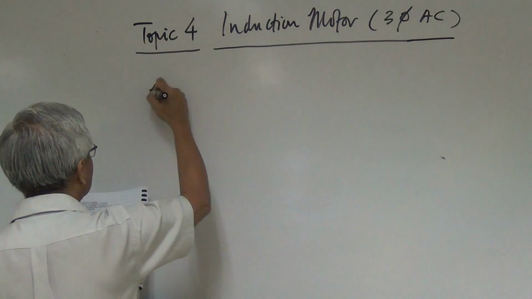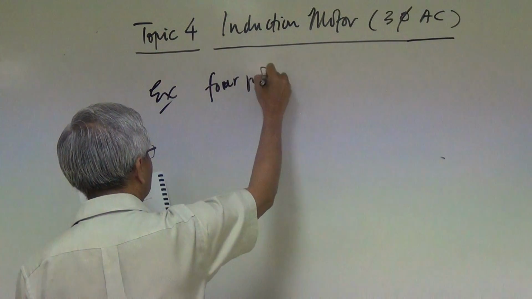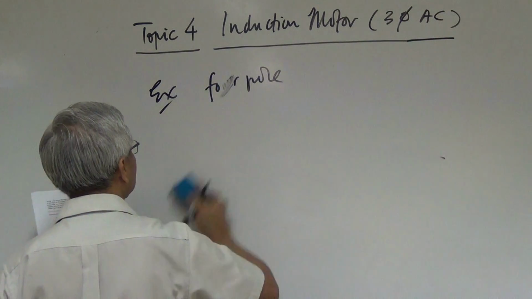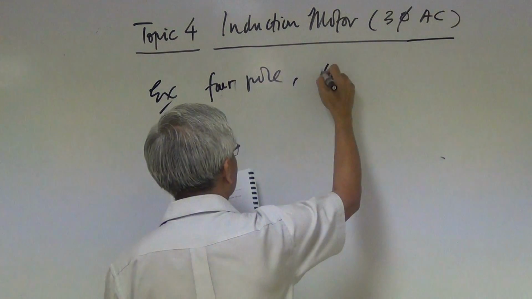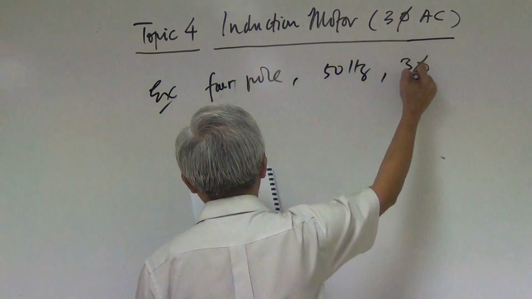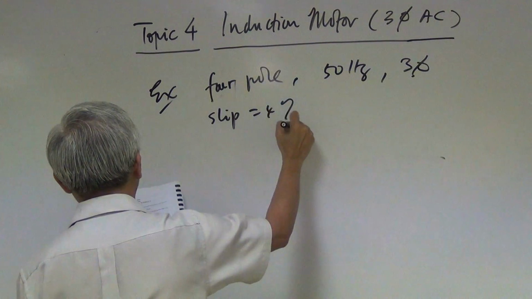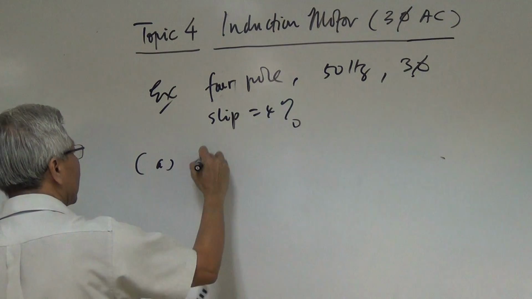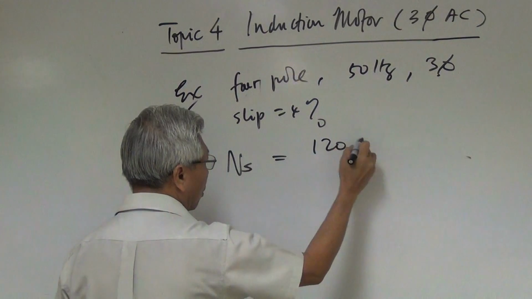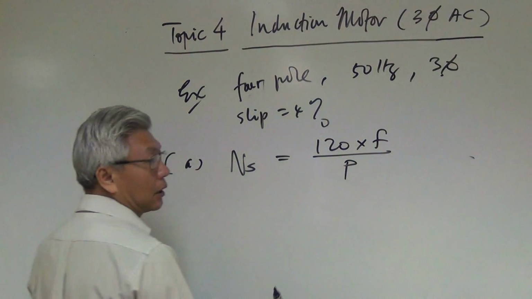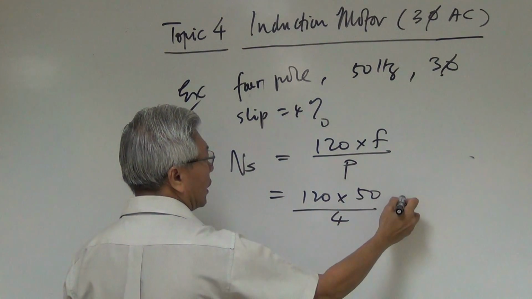Say, example. This is a 4-pole, 50 Hz, 3-phase induction machine. It's running on a load with a slip equal to 4%. Part A. Calculate the synchronous speed. Synchronous speed, what's the formula? 120 f over P. So it's 120 multiplied by 50 divided by 4. What's the unit? RPM.